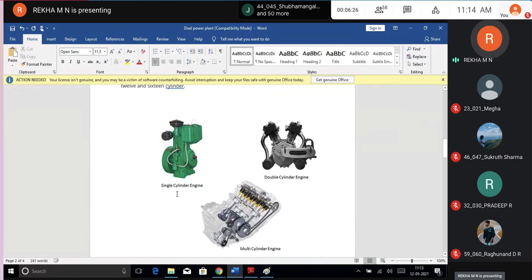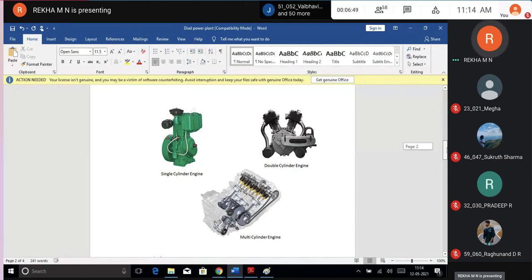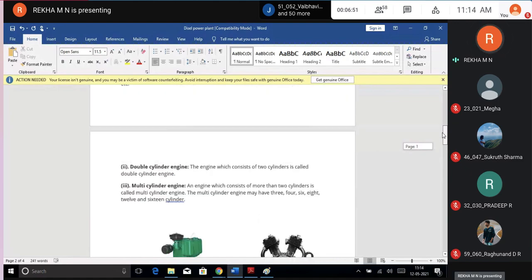Okay, so single cylinder means only one cylinder will be there, students. The name itself is suggesting. Double means two and multi means many. As I told earlier also, whenever you have many cylinders, obviously the capacity can be increased. I have mentioned that single cylinders are used in motors, and multi cylinders are used for high capacity.